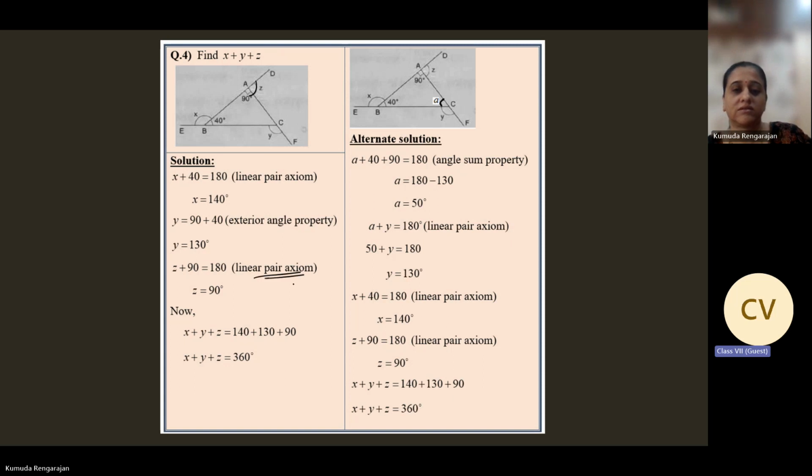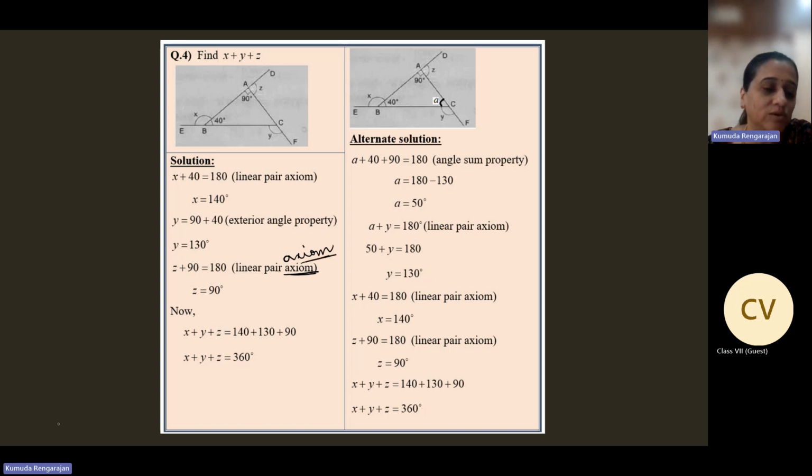Ma'am, linear pair. 90 degrees. Linear pair. Very good. What is axiom? It's written like linear pair axiom. See, if a statement has a proof, it's called a theorem. Axiom is something which can be accepted even without a proof. We'll come to that later.